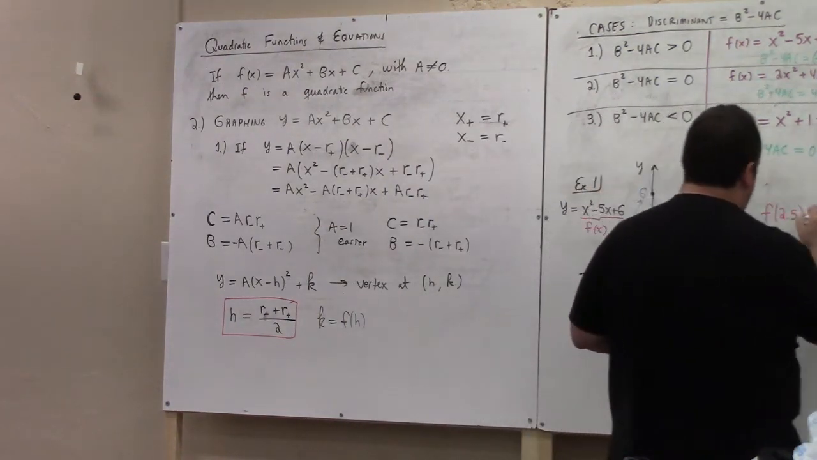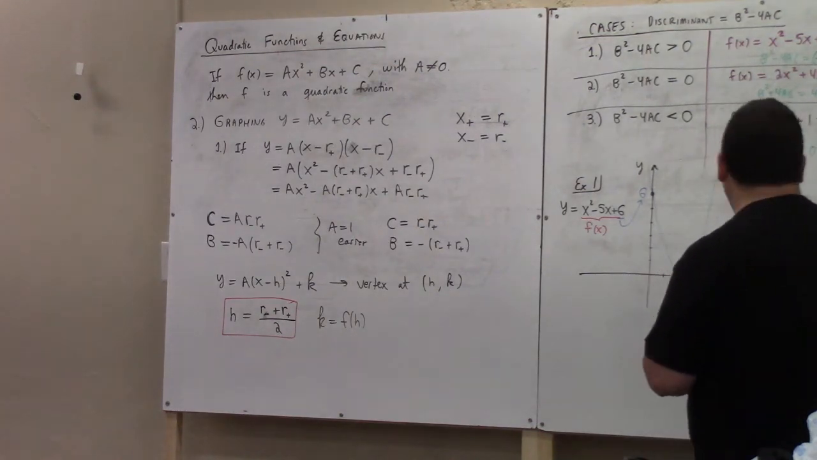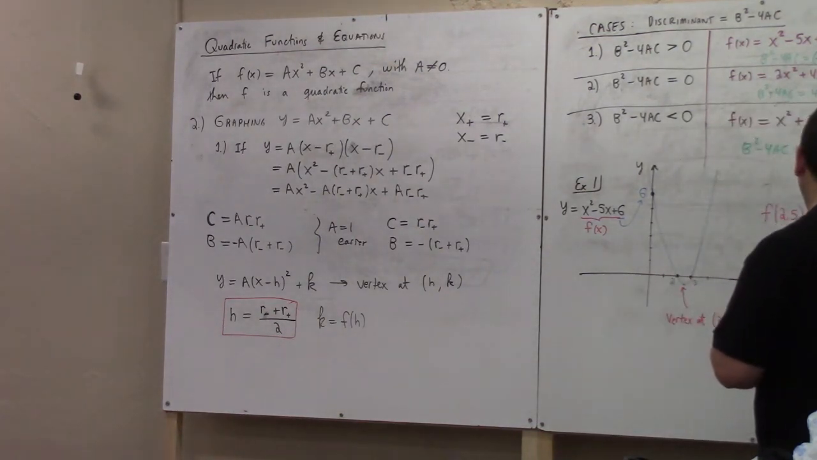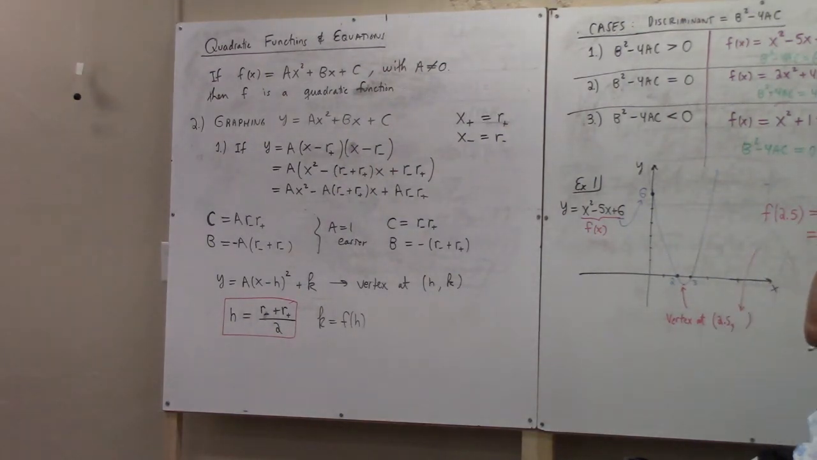So we've got 2.5 squared minus 5 times 2.5 plus 6, right? Now 2.5 squared, I think, is 6.25. And 5 times 2.5 is 12.5? I could be wrong about that. You should double check me on that one. I left my calculator in my office.